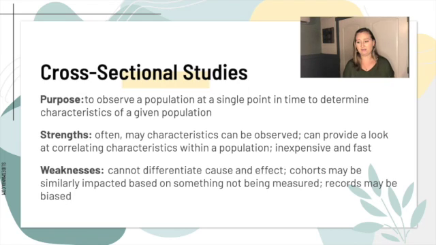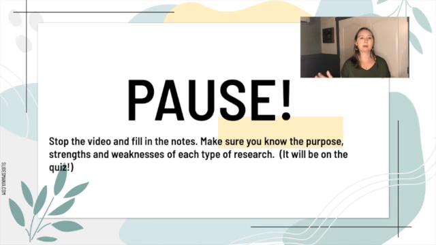The weaknesses, however, are that you cannot differentiate cause and effect. Cohorts may be similarly impacted based on something not being measured. So the cohort is your group that you're looking at, right? It might be impacted by something that you are not measuring, but you also are unaware of. And then your records may be biased, simply because we're studying people, right?